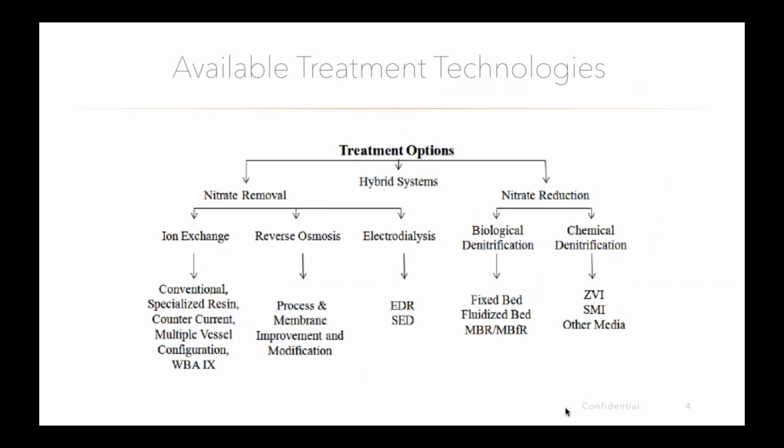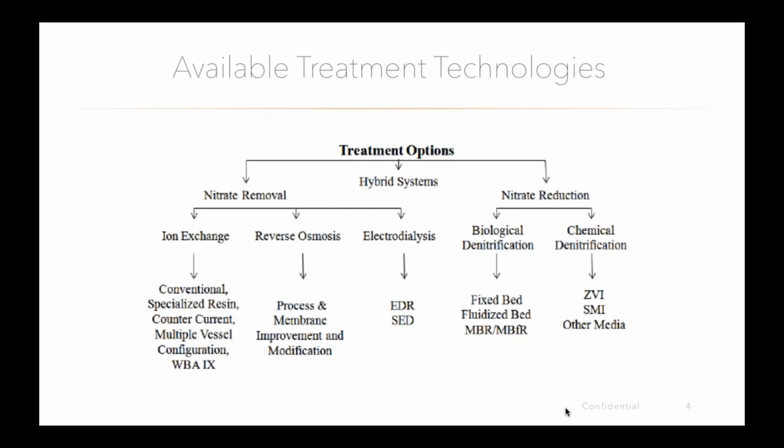When you look at the treatment landscape, the predominant treatment method that has been used to date in the United States isn't necessarily a treatment technology, but it's the concept of blending. A lot of utilities and water companies have taken water that has high nitrate contamination, and they have found other water sources to blend these nitrates down to get it below the MCL. More and more, due to population growth and dropping groundwater levels, there has been an emphasis to treat those nitrates rather than pumping water from other locations to blend these nitrates down.